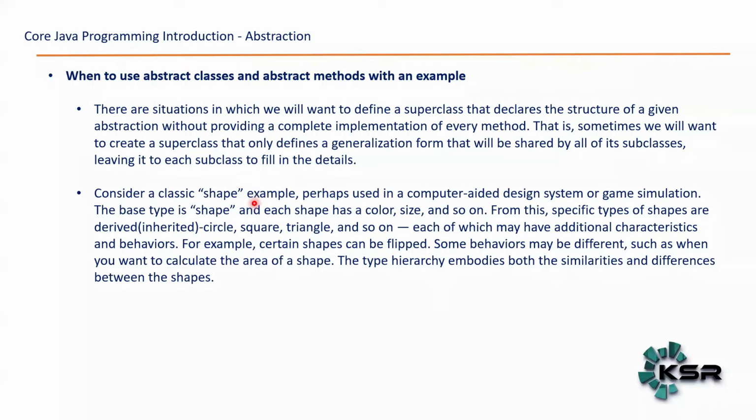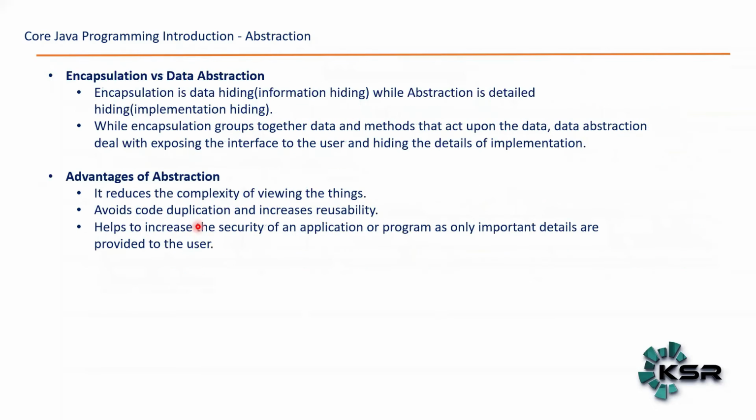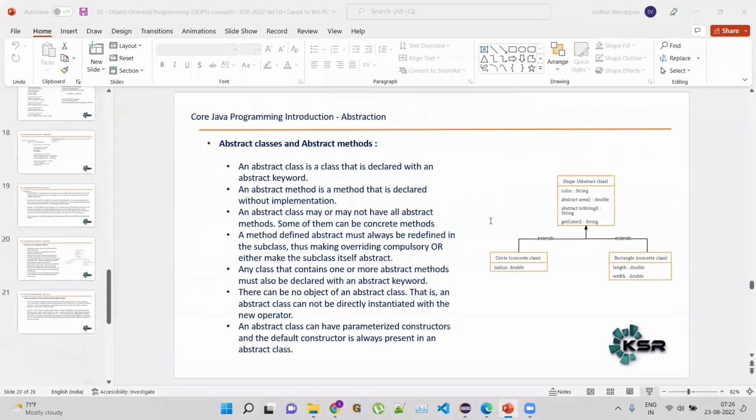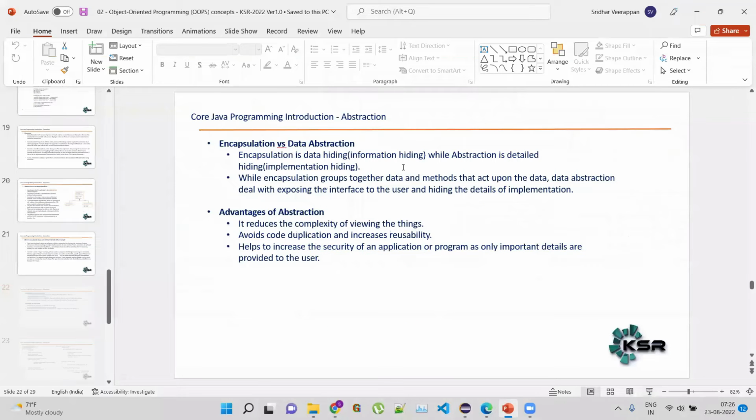An example we are taking here: consider a classic shape example, perhaps used in games or simulation. We have the shape, color, size and all. The shape can be circle, square, triangle and so on. We are going to define that particular shape, whether it is rectangle or circle, down the line. That is what we are showing in this particular example. Let us see here. You can ask any questions here.